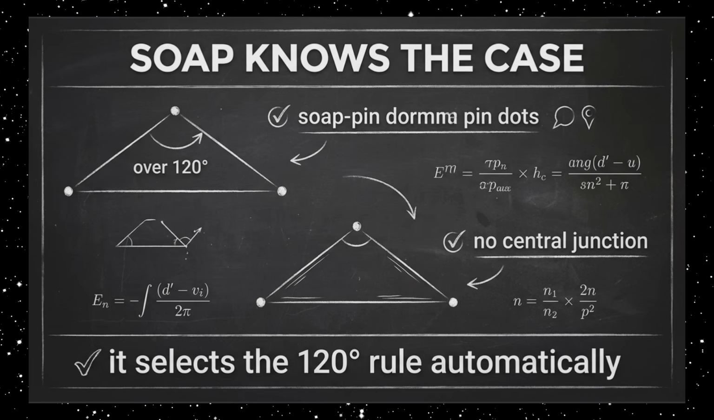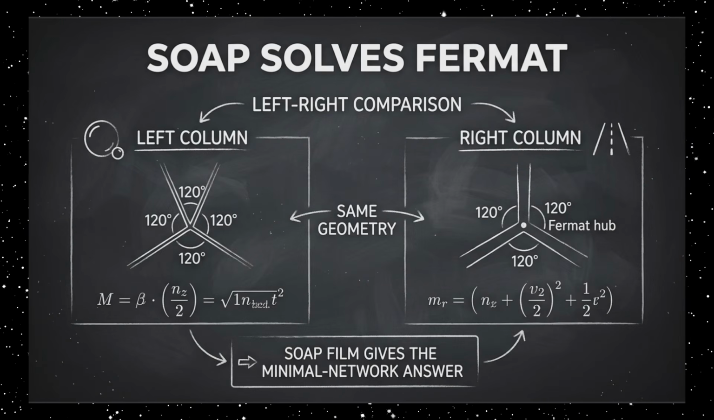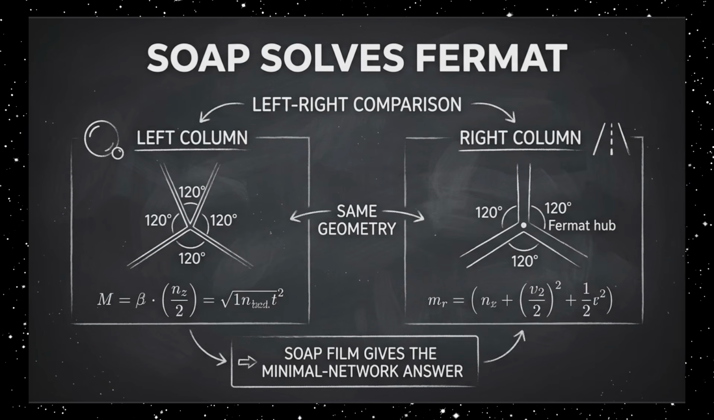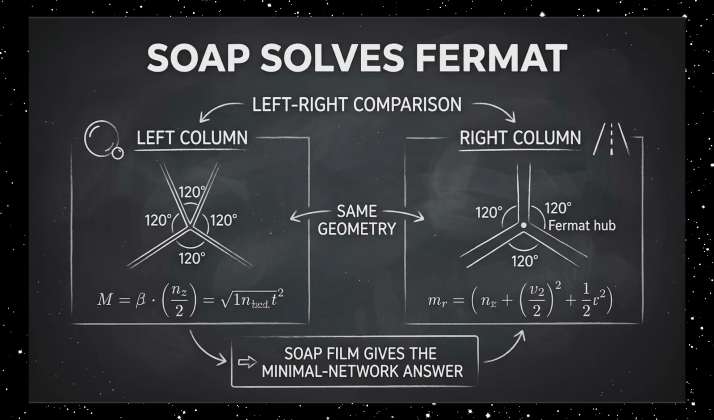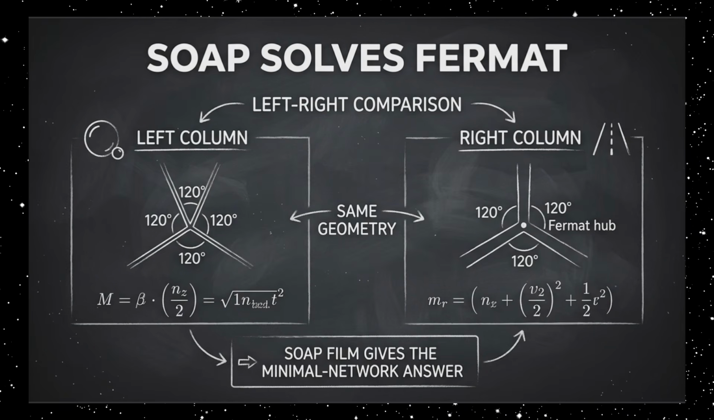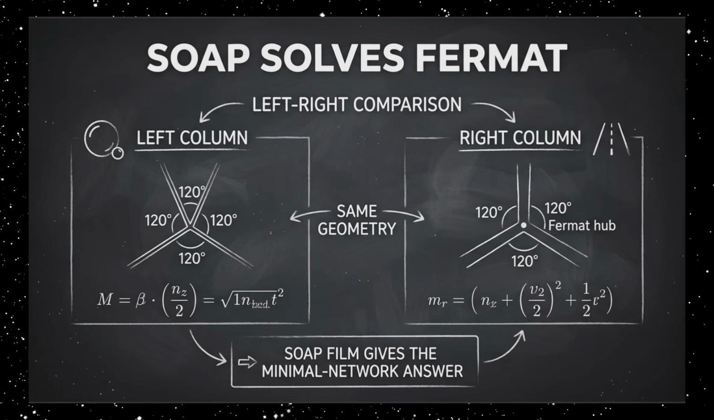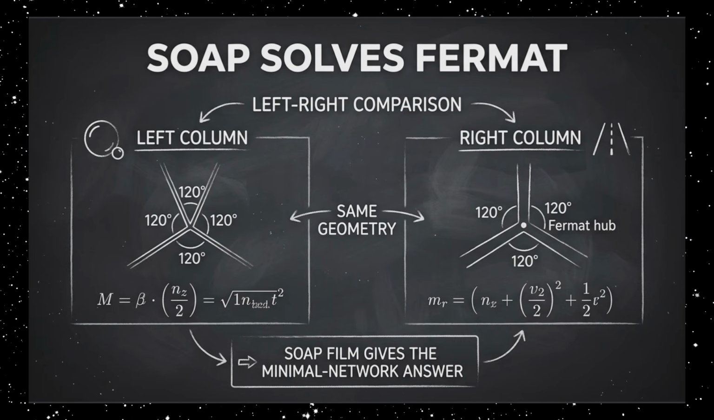120 degrees. Where have we seen that number before? The soap film. When 3 soap films meet along a line, they meet at 120 degrees. It's the same number. And it's not a coincidence. You can actually solve Fermat's problem with soap.